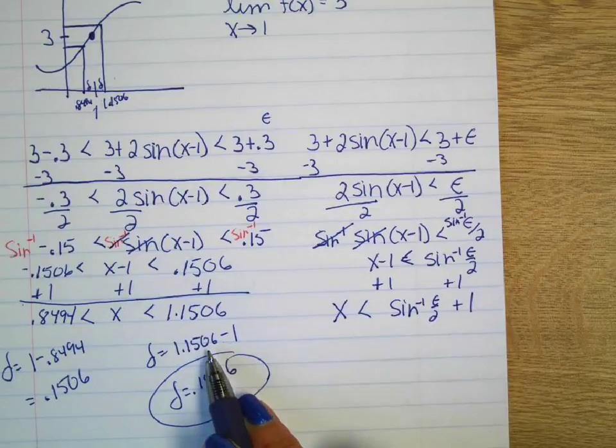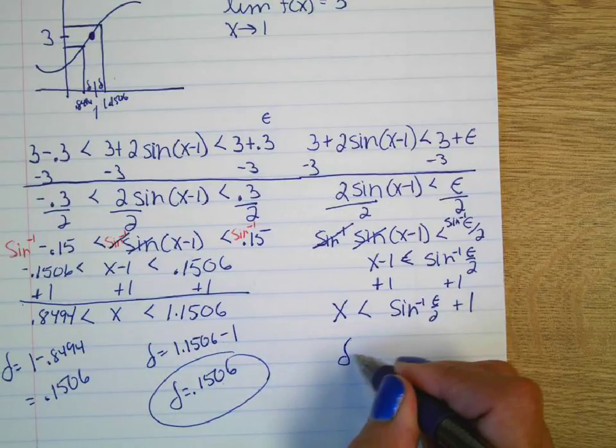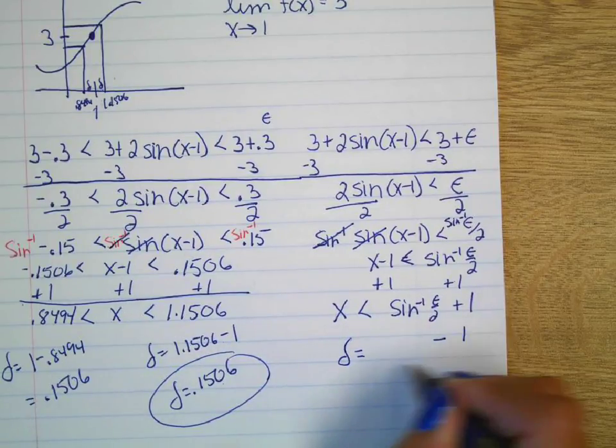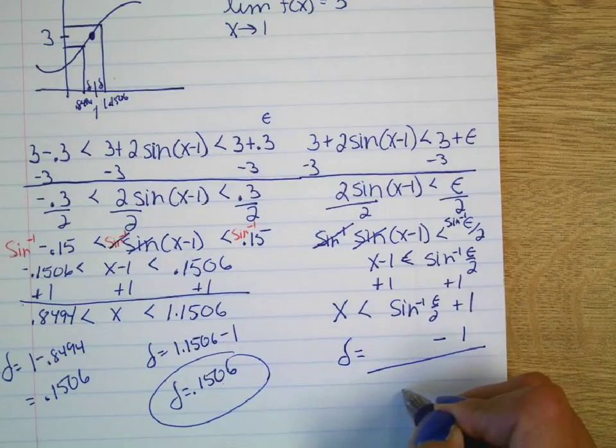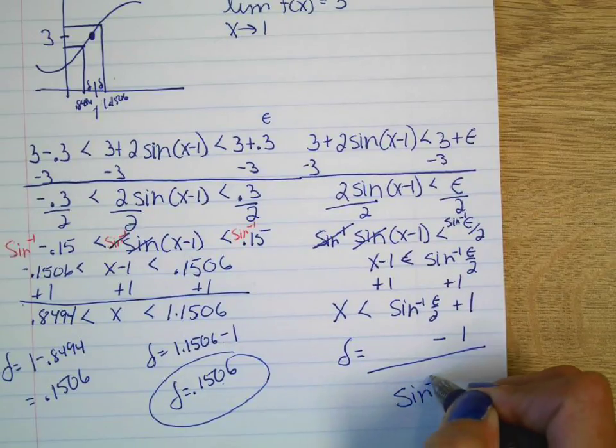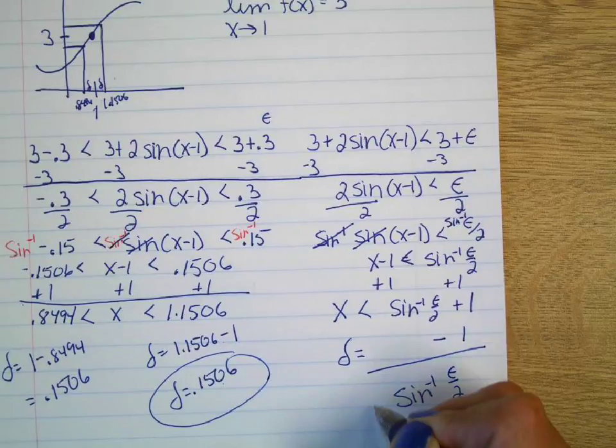I know exactly what to do. I'm going to subtract 1 from it. So to get the delta, I'm just going to subtract 1. Those are going to cancel. Inverse sine of epsilon over 2 is my delta.